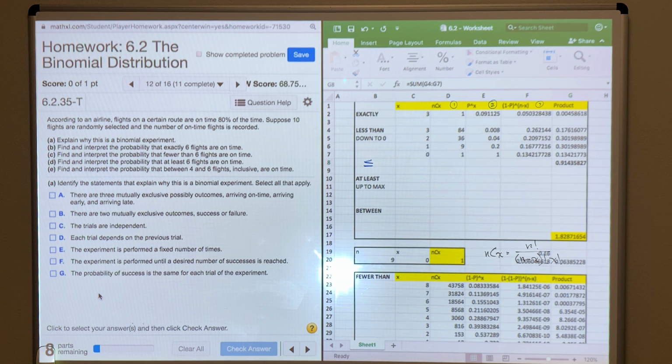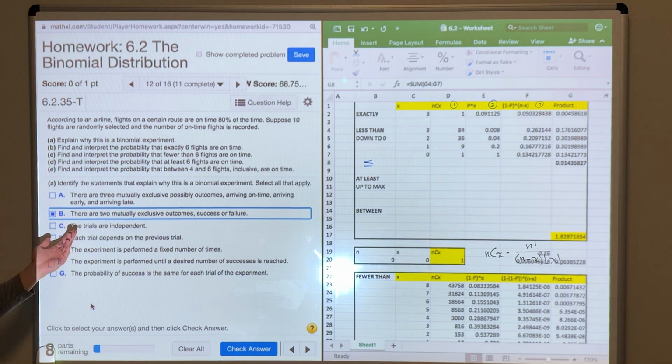There are 3 mutually exclusive outcomes: arriving on time, arriving early, and arriving late. That is not true. That would actually make it false. In a binomial experiment, you only have 2 mutually exclusive outcomes. And what are the 2 mutually exclusive outcomes for our problem? On time, not on time. Those are the ones. So this is not the right answer. There are 2 mutually exclusive outcomes: success or failure. There you go, that's better. That is one characteristic of a binomial experiment. Okay, success or failure. Or on time, not on time.